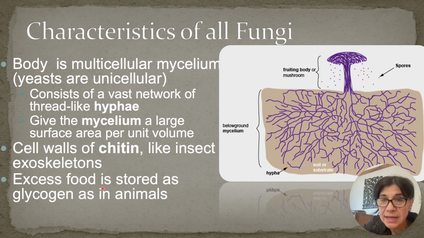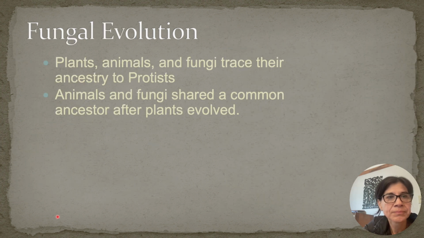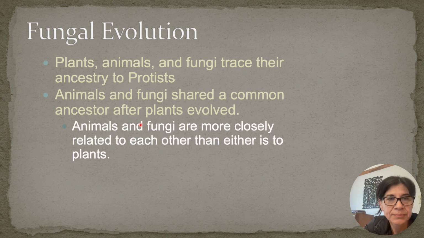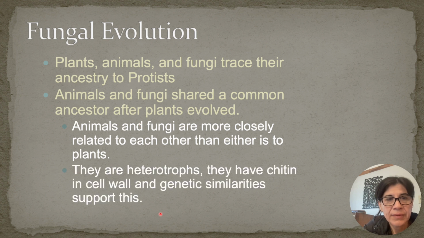Excess nutrients, energy, is stored as glycogen, and remember from the beginning of the semester, that's how animals store excess glucose, so another similarity. Again, plants and animals and fungi transfer evolutionarily to protists. Animals and fungi share a common ancestor, and we think that split happened after plants. They are heterotrophs, just like animals. They have chitin in their cell wall, and there are genetic similarities.